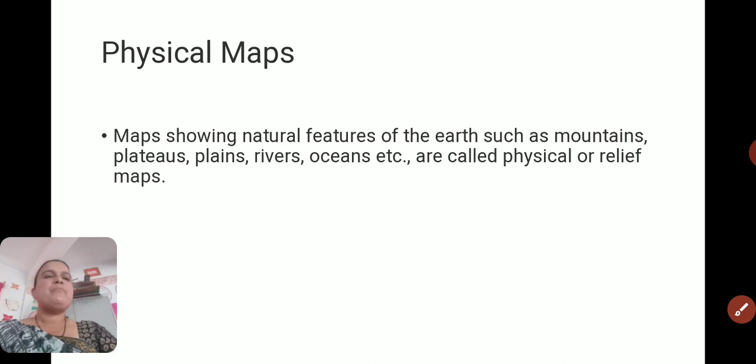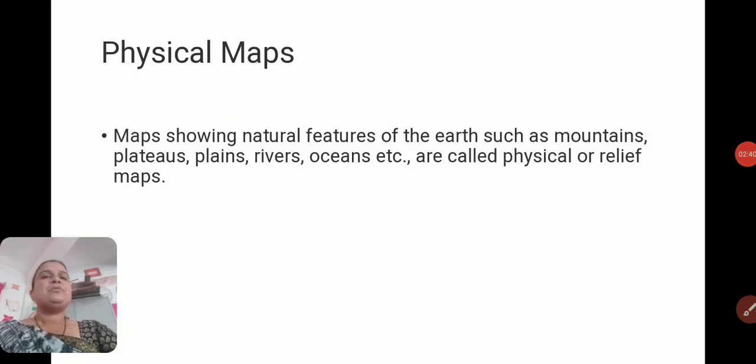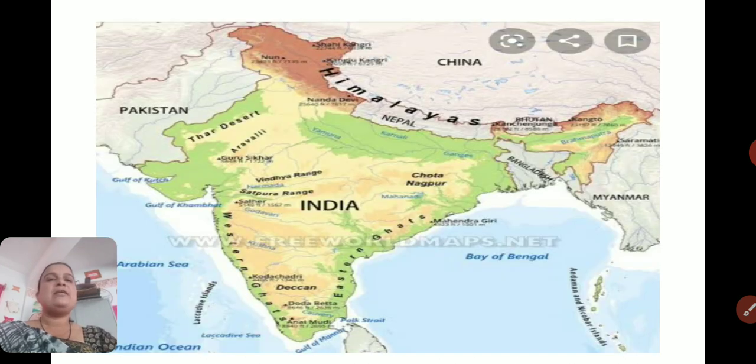Look, my dear students, this is a very important point. What is a physical map? Maps showing natural features of the earth such as mountains, plateaus, plains, rivers, oceans, etc. are called physical or relief maps. So those maps on which the physical natural features of the earth are located are called physical maps. Here you can see one example of a physical map.